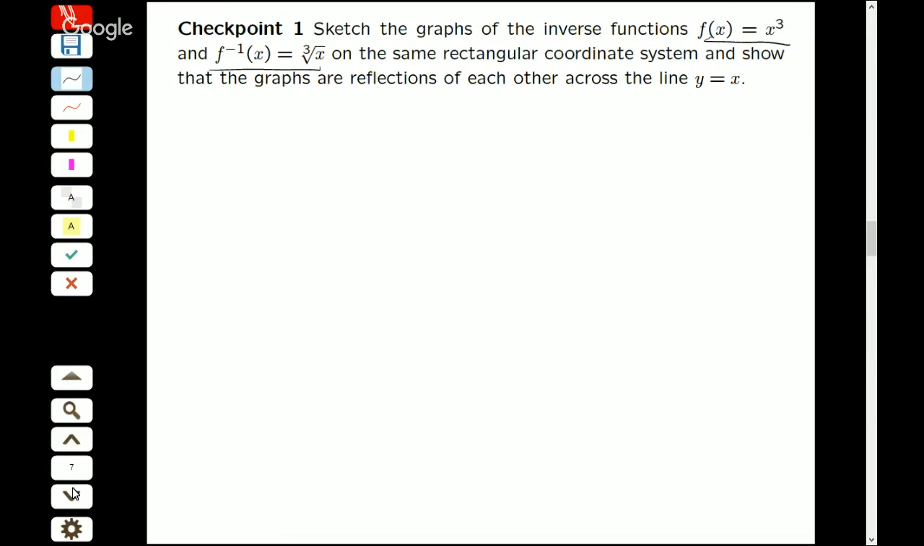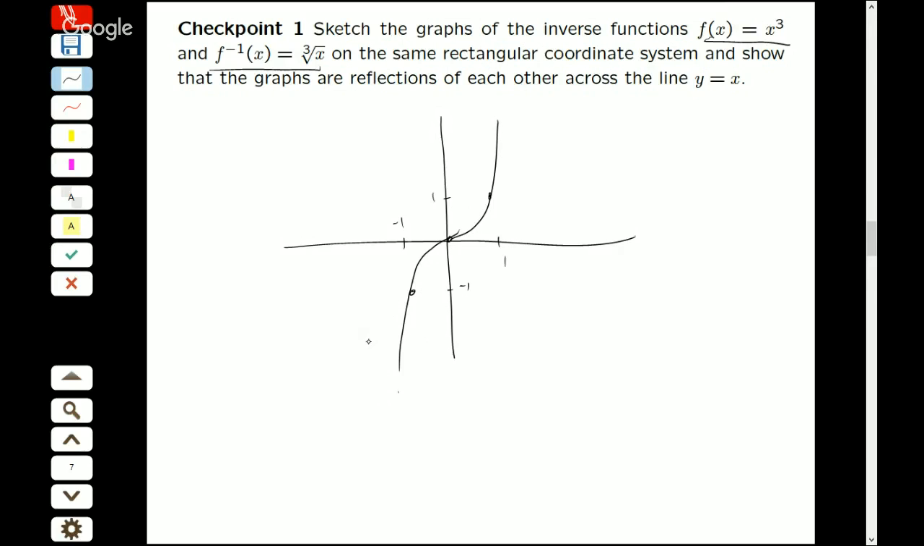Hey guys, let's do this together. We're going to be doing it for everybody. Okay. First things first. Let's sketch our cube root of x. I'm sorry, our cubic function. This is not working well. Let's see. I put my scale really big. There we go. There's our little S curve through there.